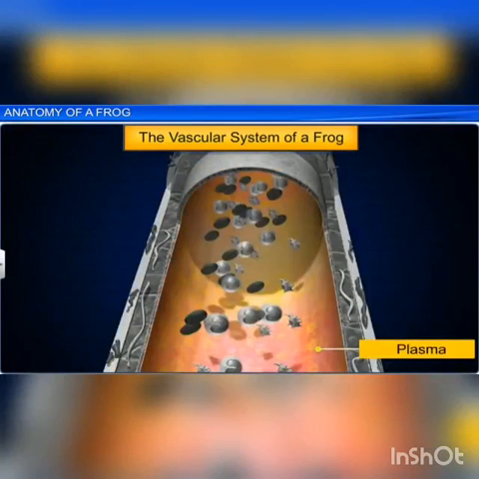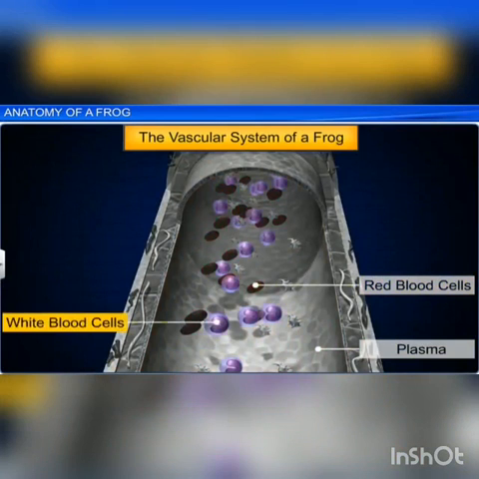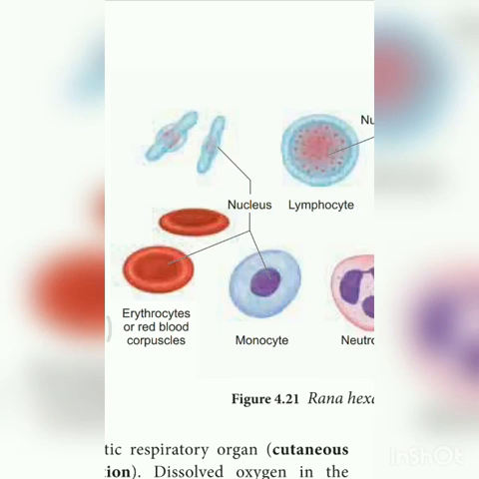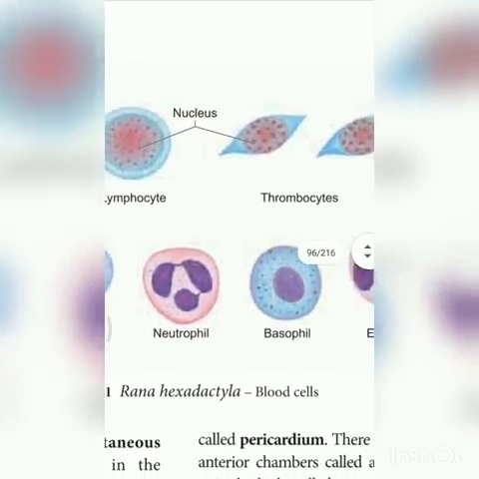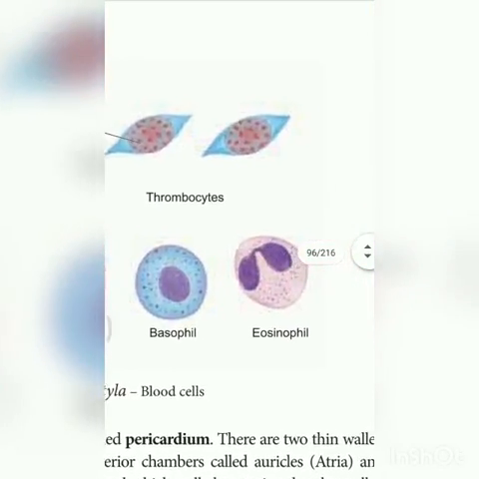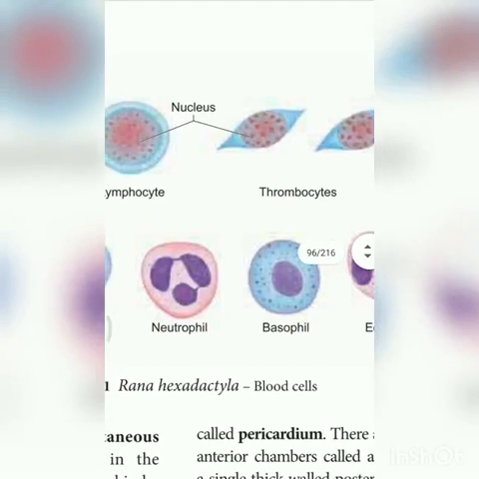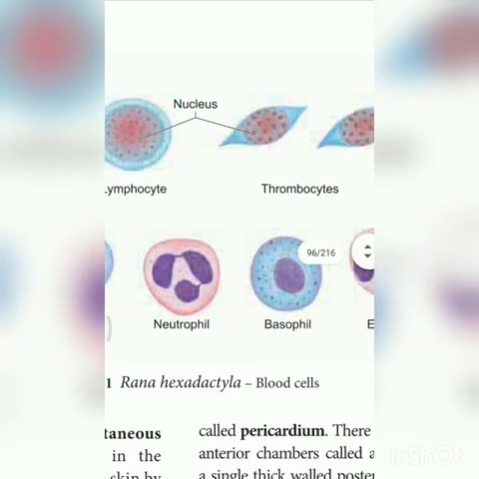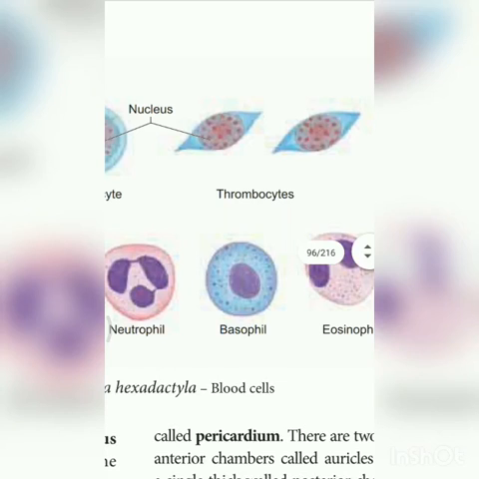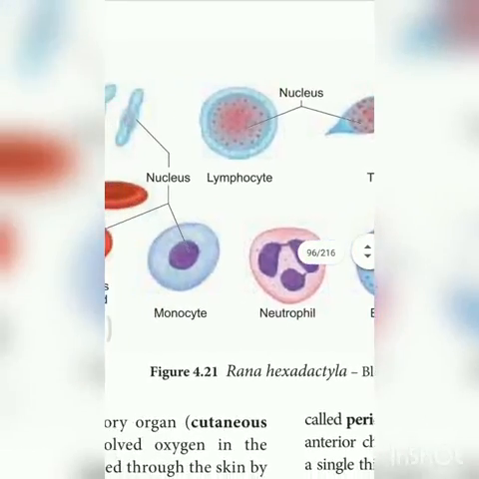The blood consists of plasma and blood cells. Plasma 60% and blood cells 40%. The blood cells contain red blood cells, white blood cells and platelets. RBCs are loaded with a red pigment and are nucleated and oval in shape. Leukocytes are nucleated and circular in shape. So what is the difference between RBC and WBC in frog? RBCs are loaded with a red pigment, that is hemoglobin, and they are nucleated and oval in shape, whereas WBCs are nucleated and circular in shape.